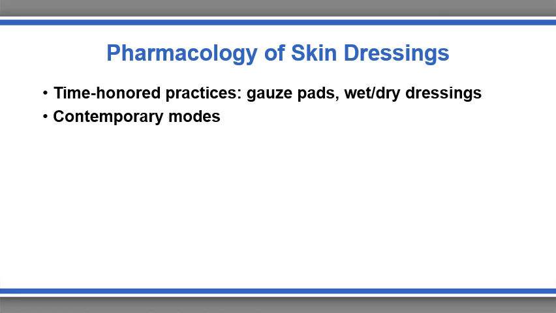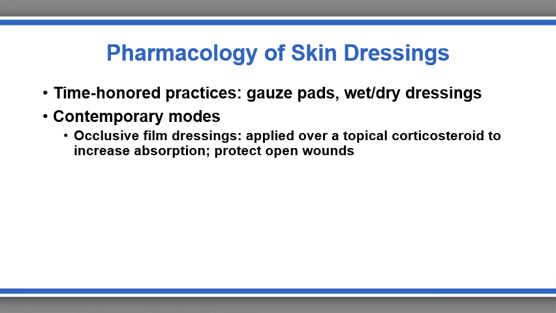Now, the more contemporary modes are what a lot of people like to use. These are various types of dressings that work to optimize the healing of the area. So occlusive film dressings are various types of transparent films that can help seal off the wound and increase the absorption of some type of topical therapy. For instance, if somebody's using a topical corticosteroid, it actually helps to increase the absorption of it. In the case of a wound, it could also help heal various types of open wounds and skin burns. Bioocclusive is a very common type of occlusive film dressing that gets used.